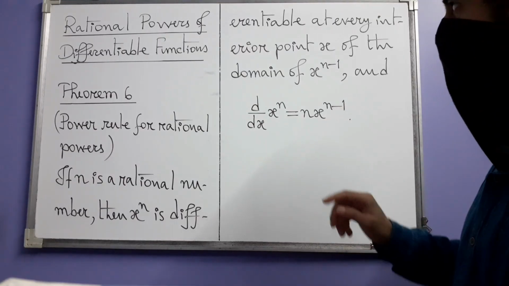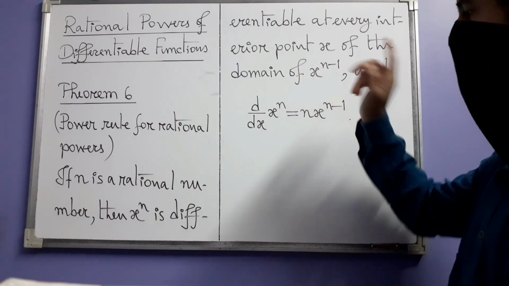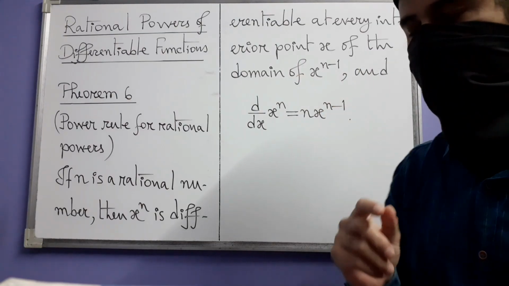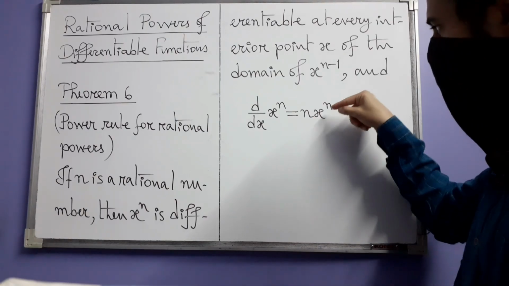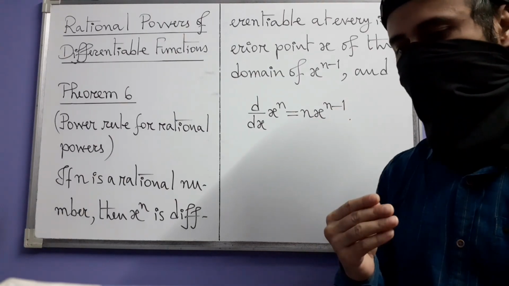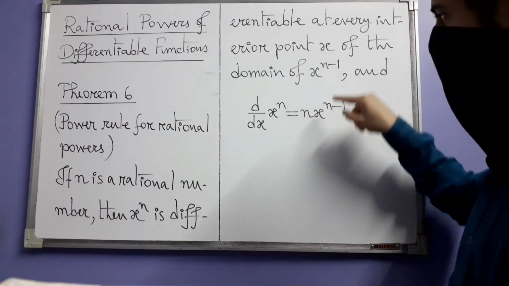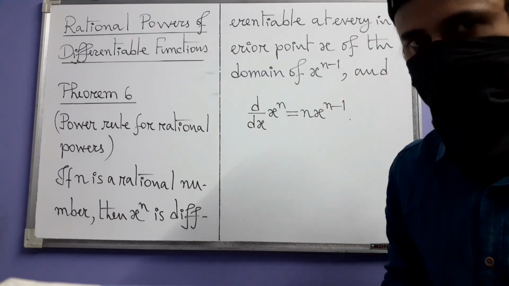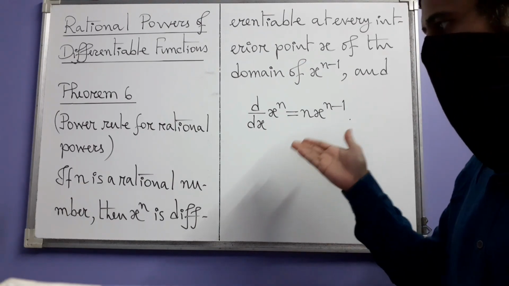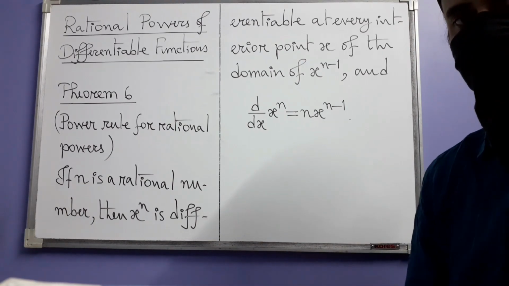Note also that we want this x to be an interior point of the domain of x to the power n minus 1 because this is our answer as the derivative. So we want x to the power n minus 1 to be a real number. That is, at that value of x, this n minus 1th power of x should exist. Now let's see how it can be proved using implicit differentiation.